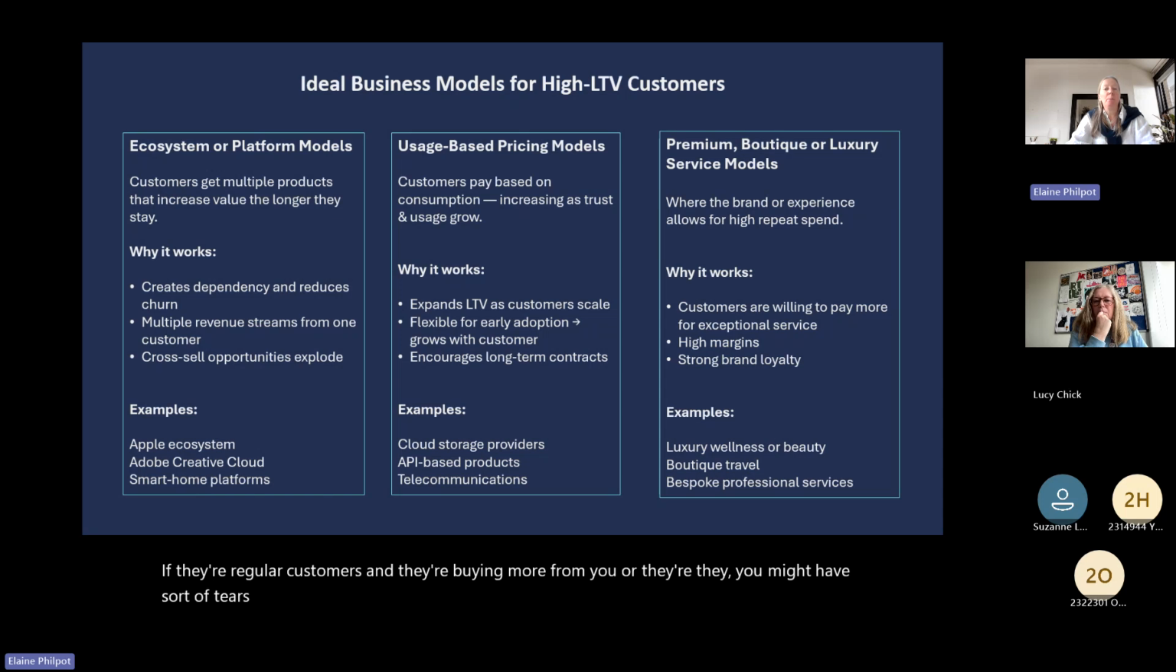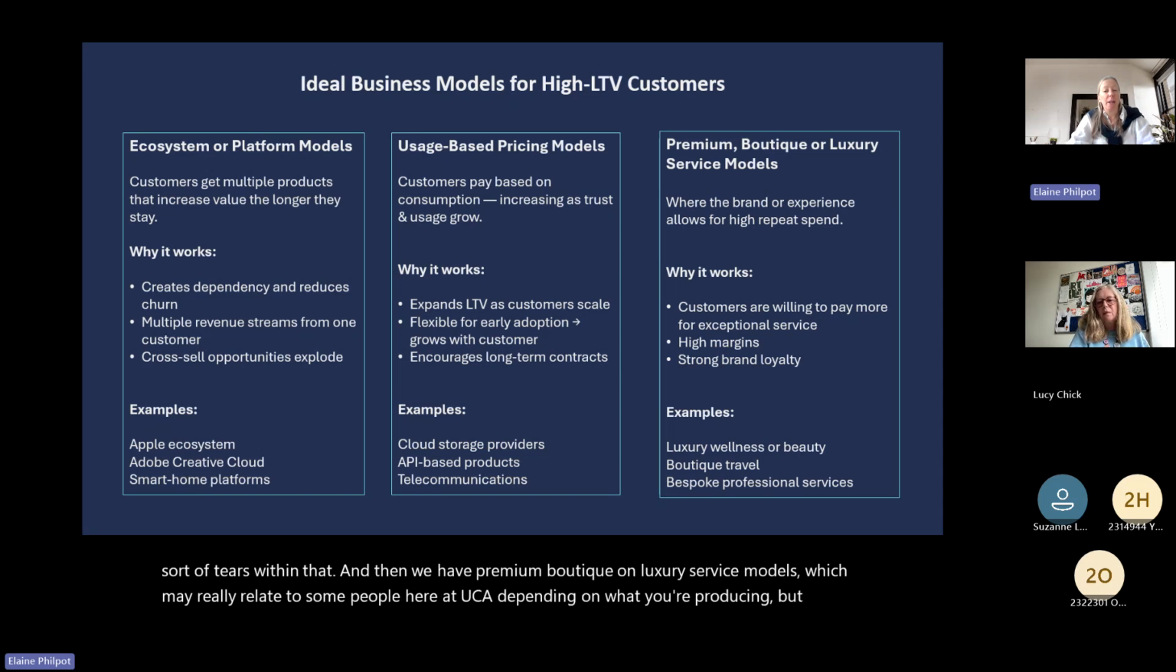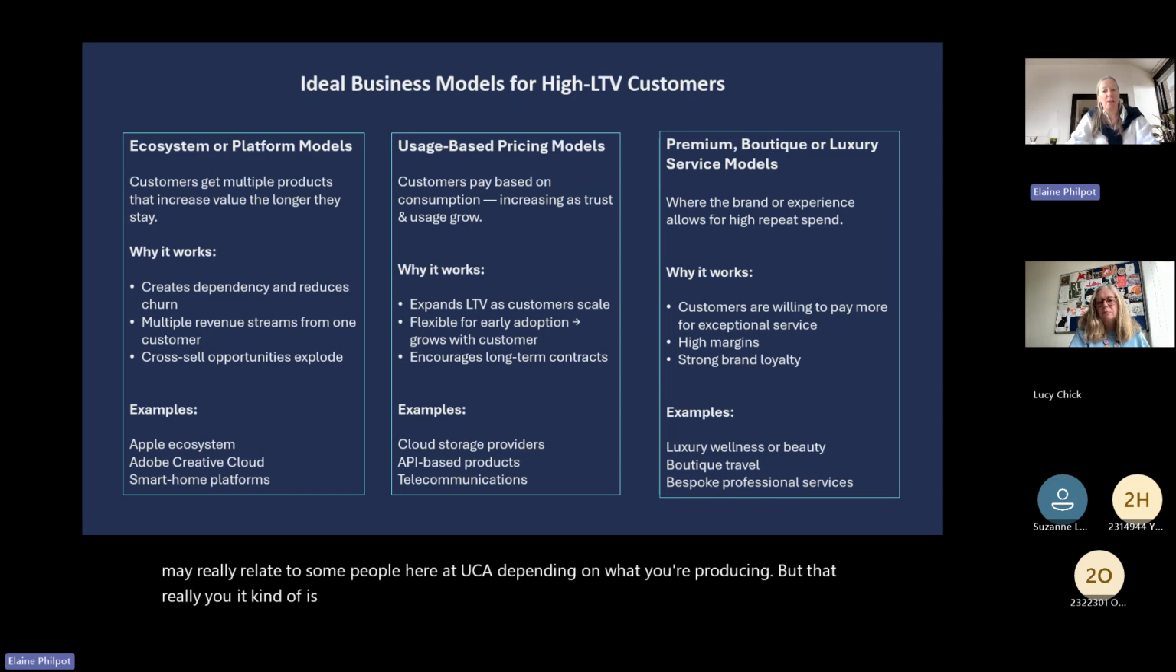And then we have premium boutique or luxury service models, which may really relate to some people here at UCA, depending on what you're producing. But that is really effective for customers that are willing to pay more. They're driven by experience rather than price. I'm very much that customer.